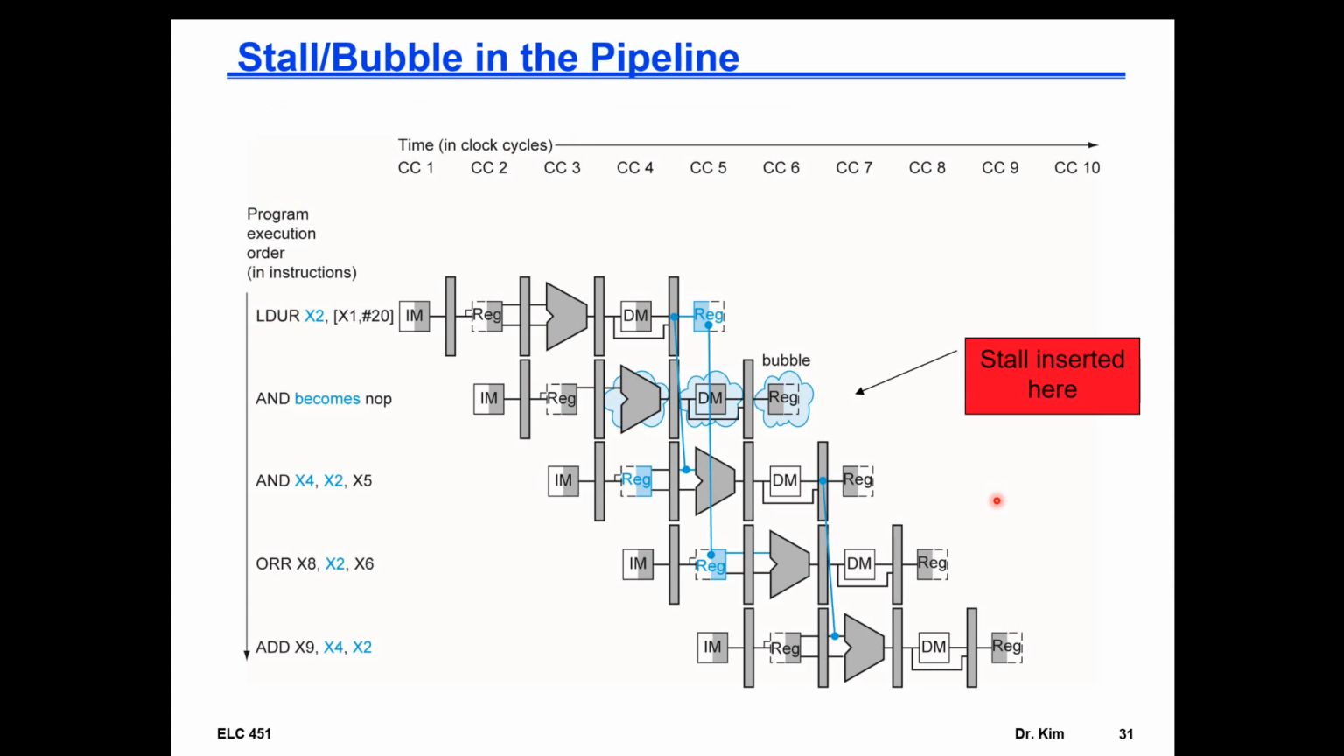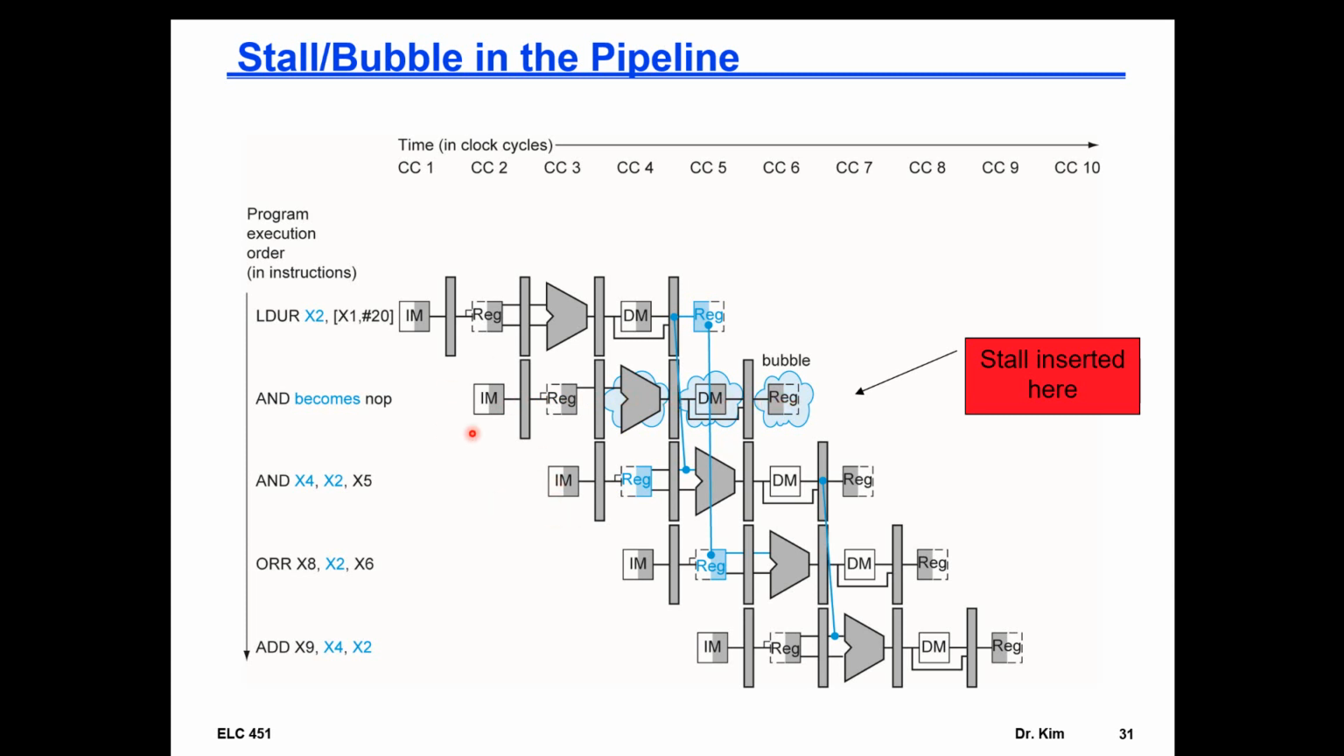So here's what's happening. We are, in essence, stalling the pipeline. So notice that here we are doing the load. We detect that it is a load and we have to stall. So this AND, the second instruction, AND, becomes a no operation.